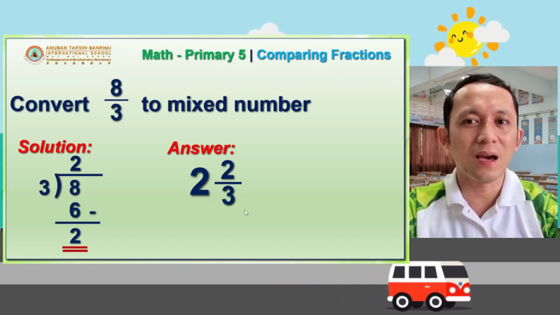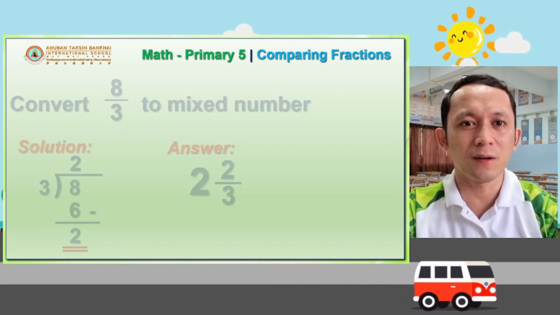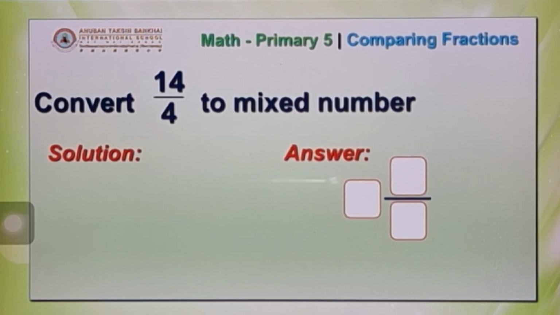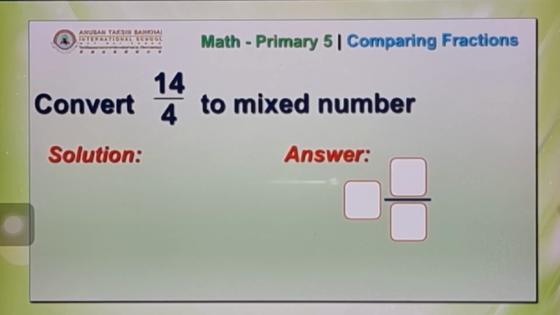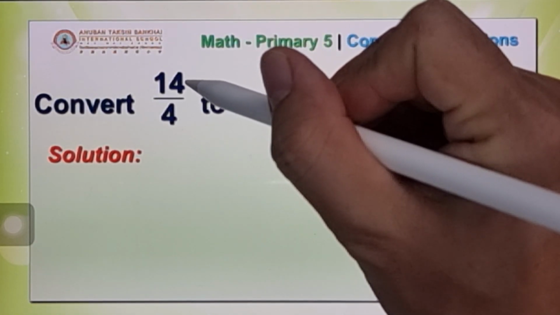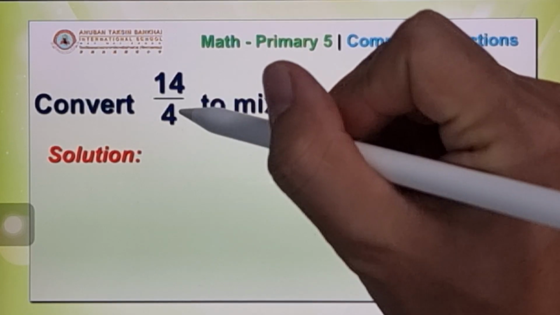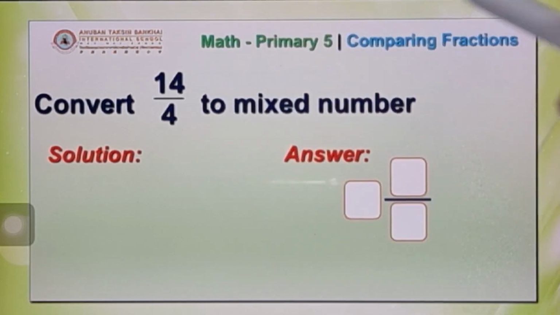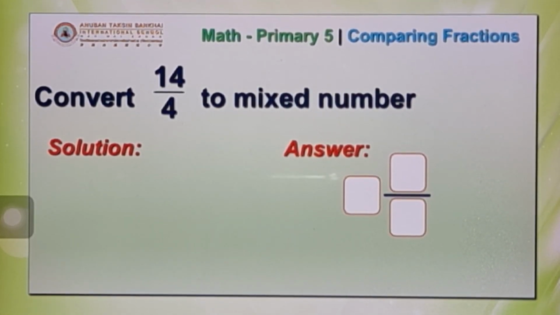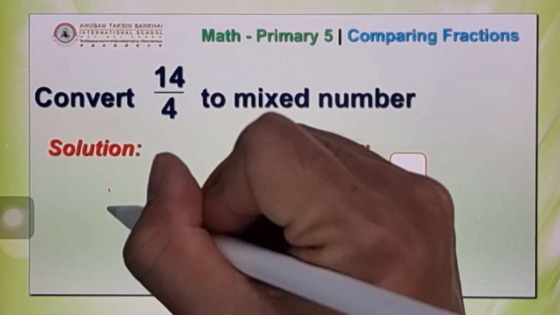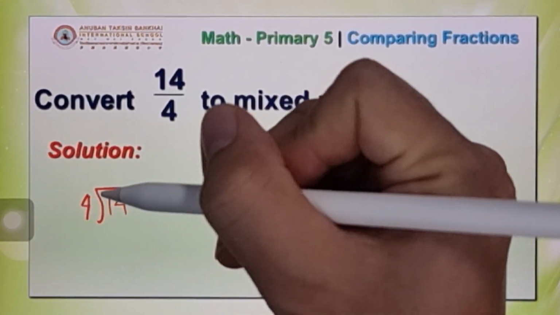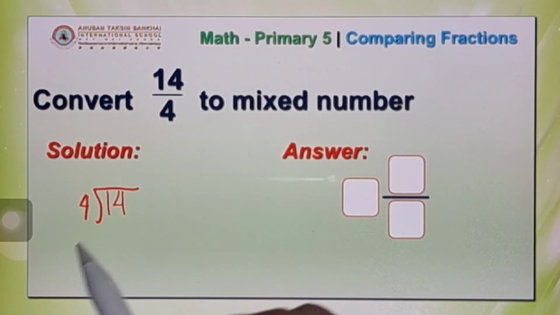So now let's have another example. Let's convert 14 over 4 to a mixed number. Take note that we have 14 here, a big number, and this one is a small number. So this is an improper fraction. How are we going to do that? We'll simply write 14 divided by 4.